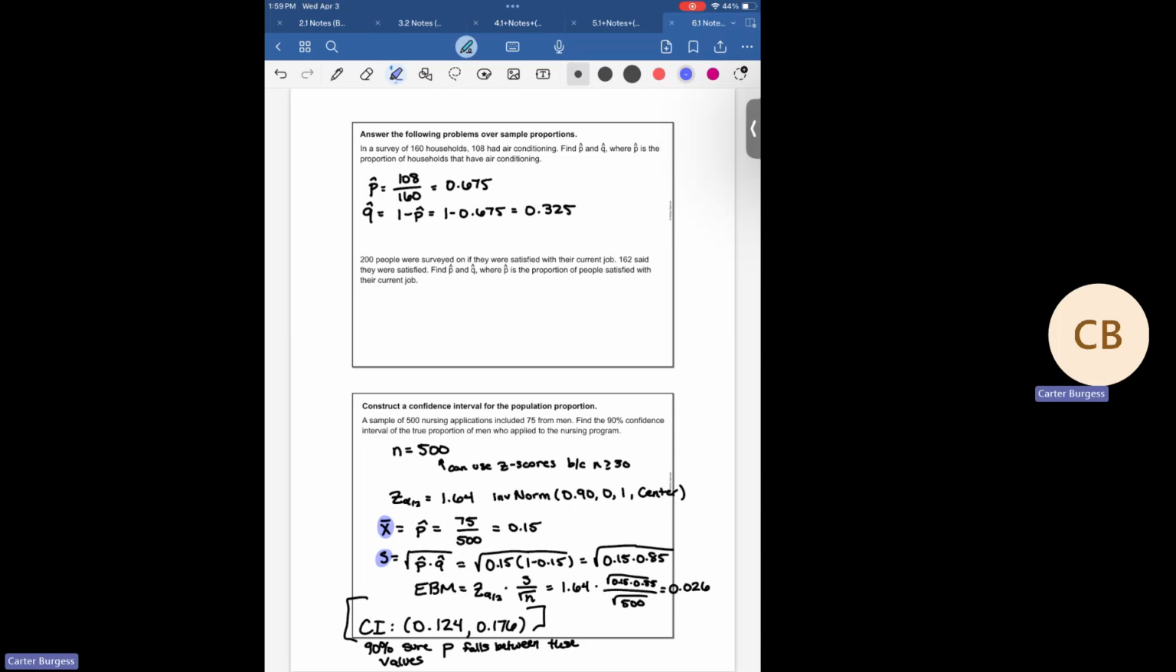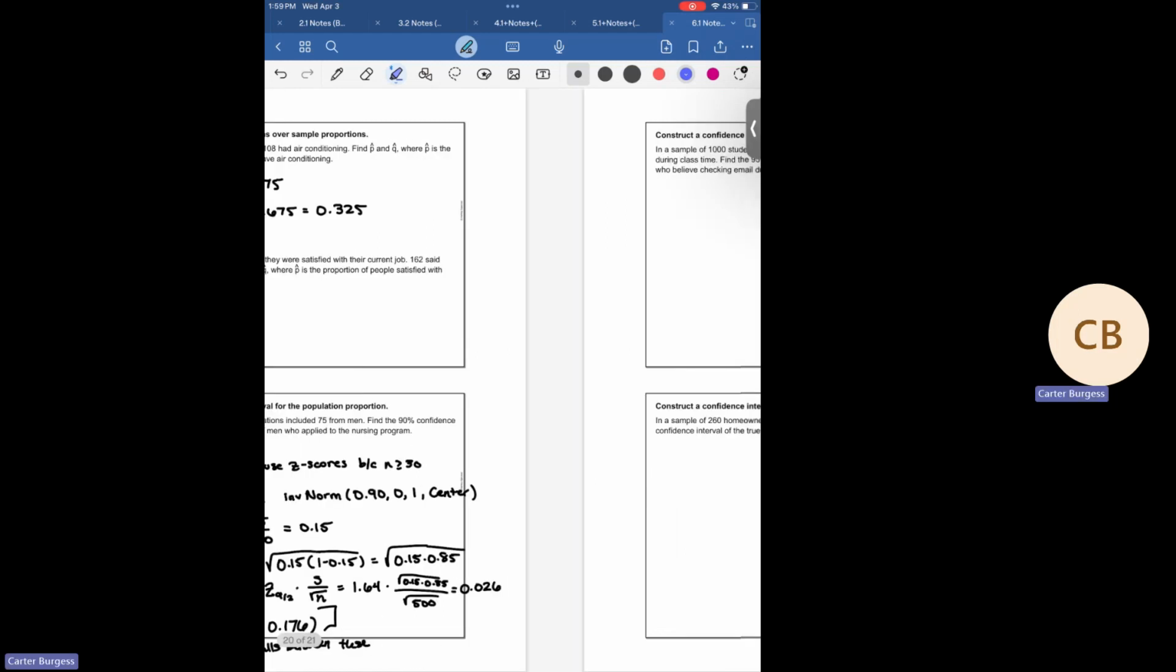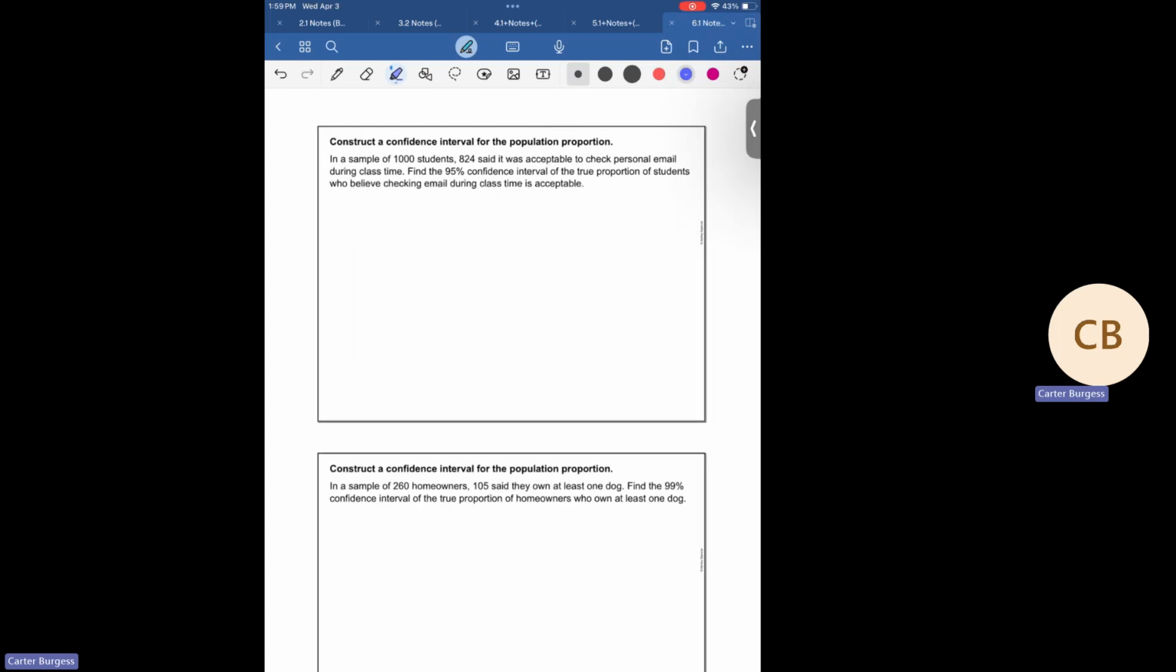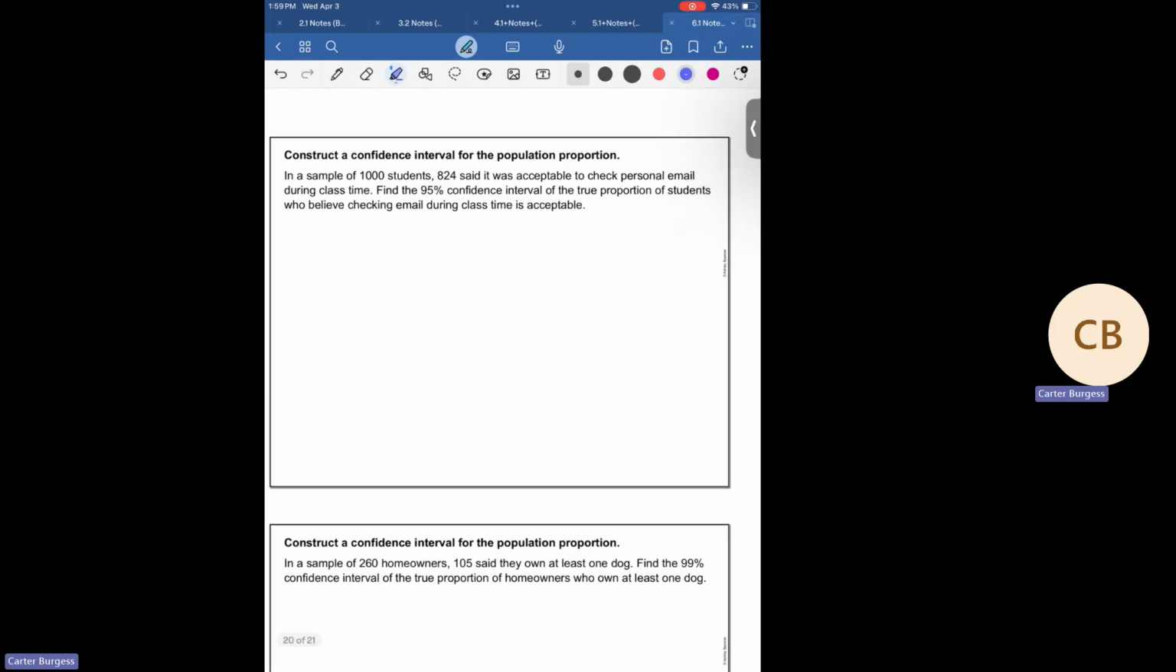I wanted to show you the EBM calculation, the error calculation, because I could reasonably ask you to do that, but it is not what this question is asking you to do. All right, take a stab at the second example here.